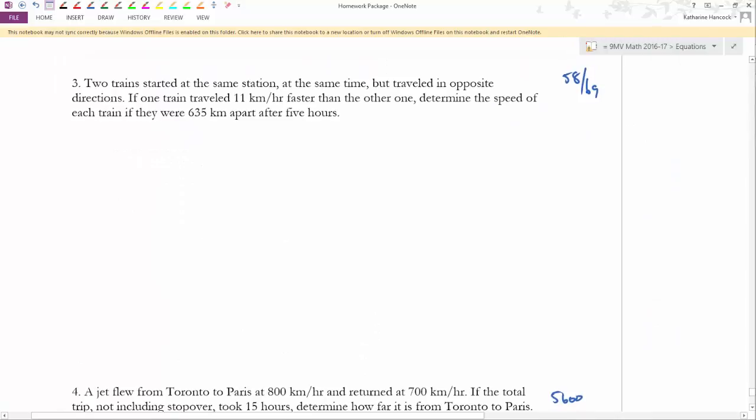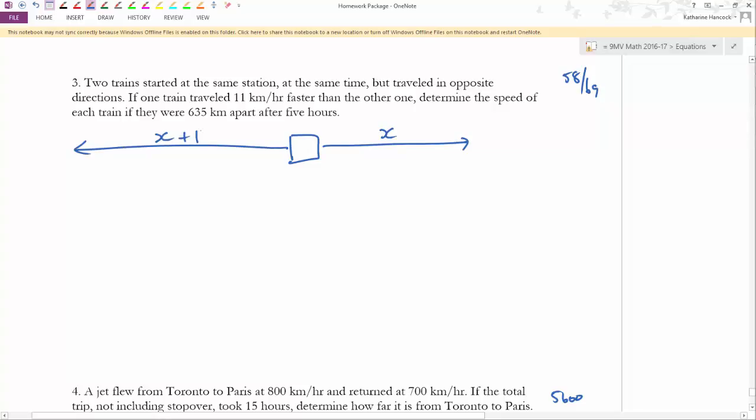Question 3. Two trains start at the same station at the same time but travel in opposite directions. One train traveled 11 kilometers an hour faster than the other one. So I'm going to have this guy going at x. This guy's going faster, so his speed is going to be x plus 11. And this is for the speed. We know that the total distance is 635 kilometers, and we know that the total time is 5 hours. Determine the speed.